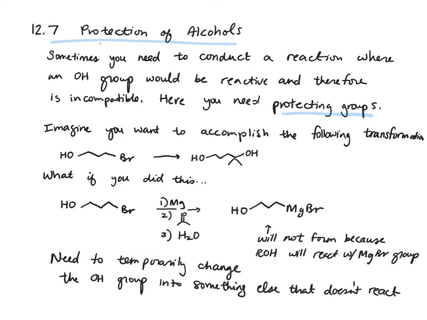What if you did this? You treat the bromo alcohol with magnesium, and then the ketone reagent that you'll need to form the alcohol and add two methyl groups, and then water. The reagent that you want to form will not form because the magnesium bromide group, or the carbon nucleophile, would react with the hydroxyl group. So what we need to do is temporarily change the OH group into something else that doesn't react with the Grignard reagent.